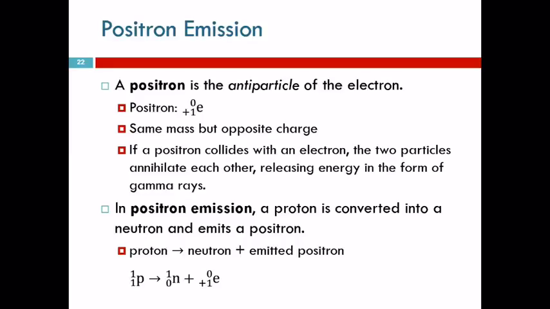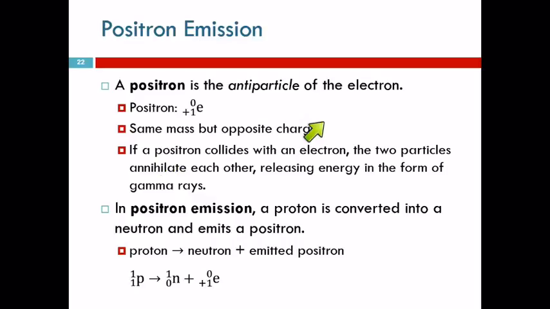Fourth type is a positron. So a positron is the antiparticle of the electron. It's like the opposite of an electron. So it's got the same mass, but it has the opposite charge. So its symbol, it has 0 for the mass number, but +1. It's the opposite of beta. So electron, positron. This is a positive electron, basically.